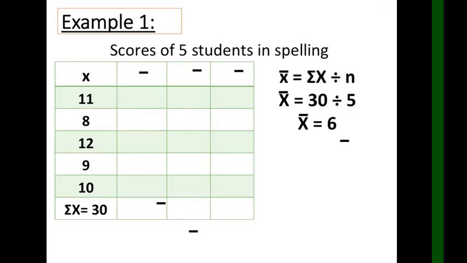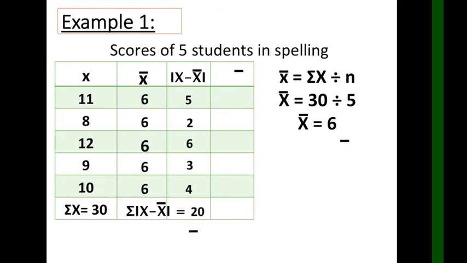So let's have the scores of the 5 students. Previously, this is what we got as the mean, and then we will just put the mean on all the items. Then we will get the absolute value of x minus mean. Then we have 5, 2, 6, 3, and 4 for the difference of the 5 items. And the total of the absolute value of x minus mean is 20.